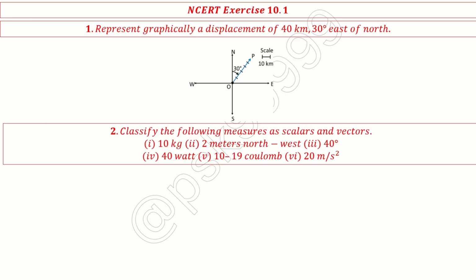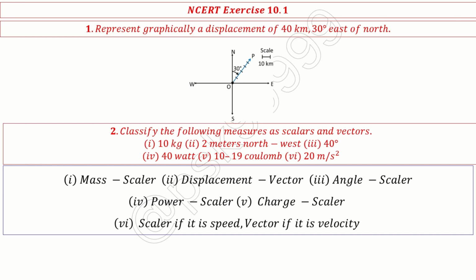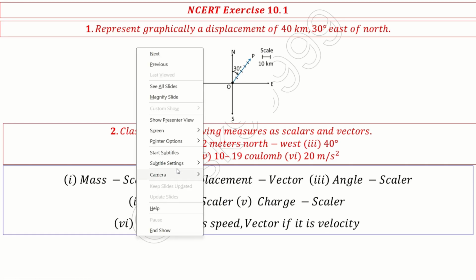Classify these things. 10 kgs is a mass, so it's a scalar. 2 meters northwest has a magnitude and a direction, so it's a displacement vector. 40 degrees is just an angle, so it's a scalar. 40 watt is just power, so it's a scalar. 10 to the power 19 coulomb is a charge, a scalar. 20 meters per second square is acceleration, sorry, I mentioned it as speed, but this is acceleration, which is a vector. Acceleration is always a vector, so that was wrong. I'll just mention it here.